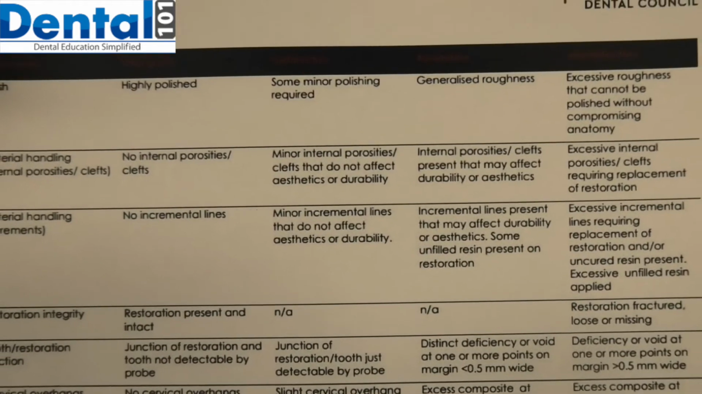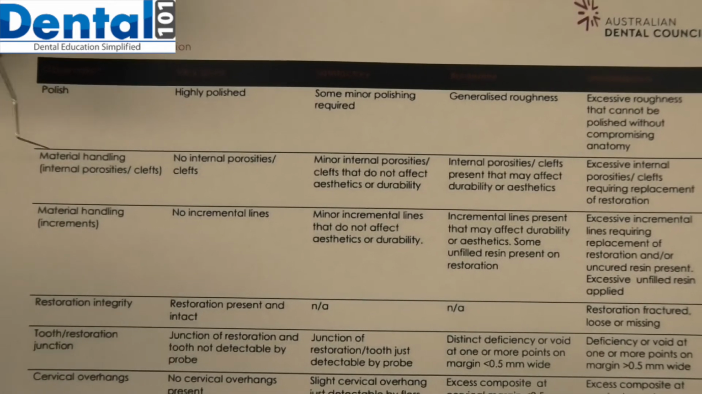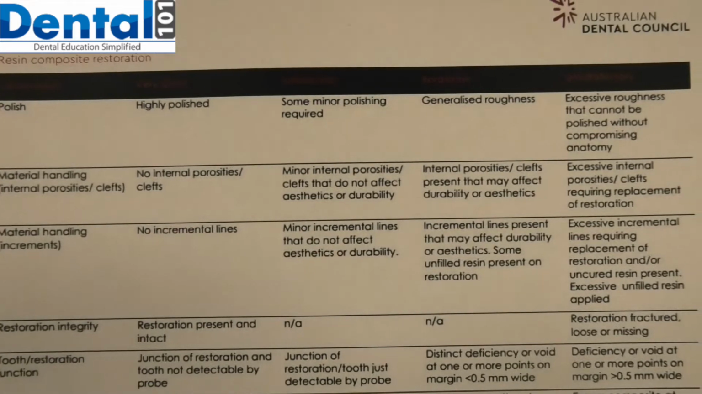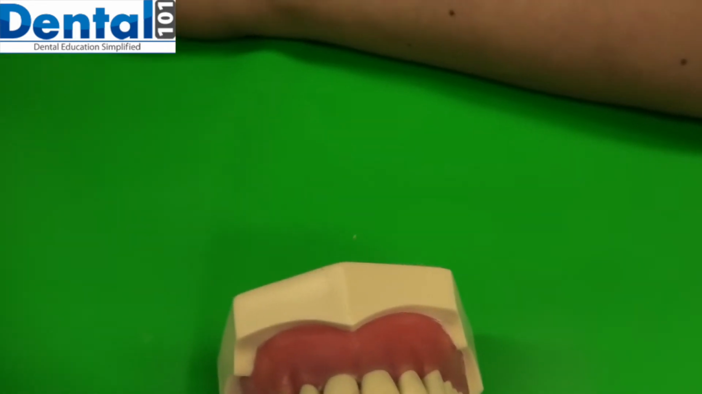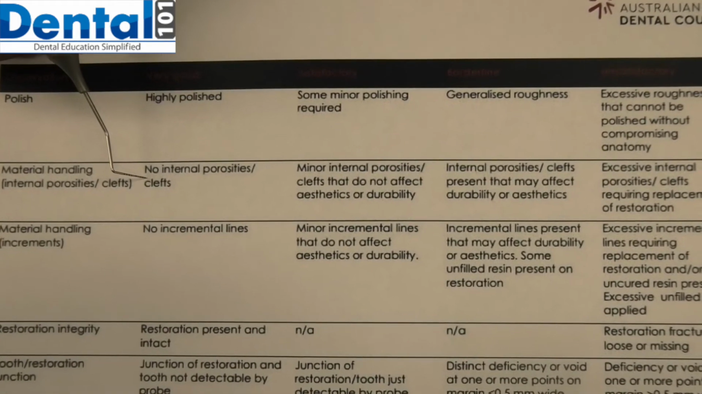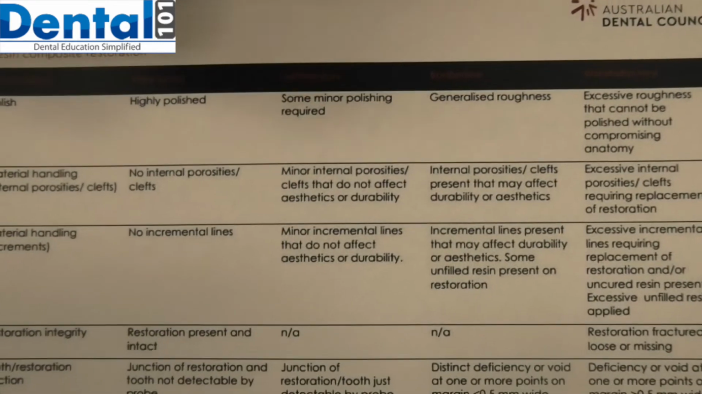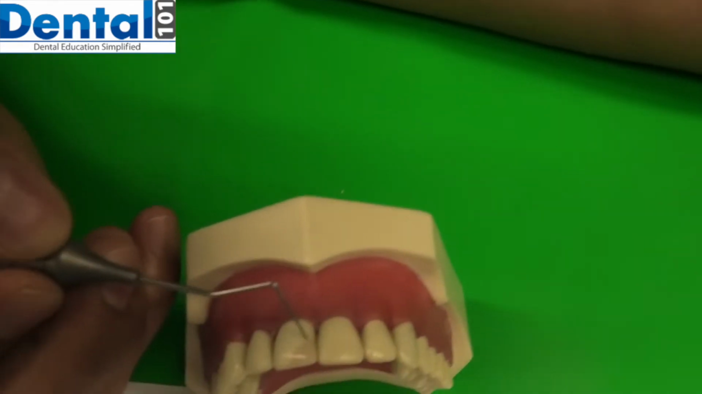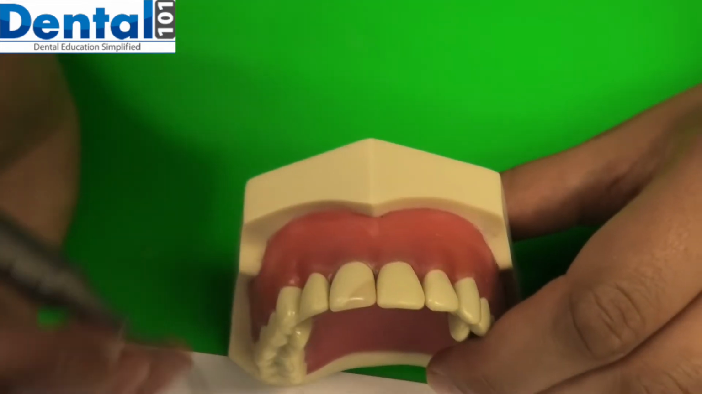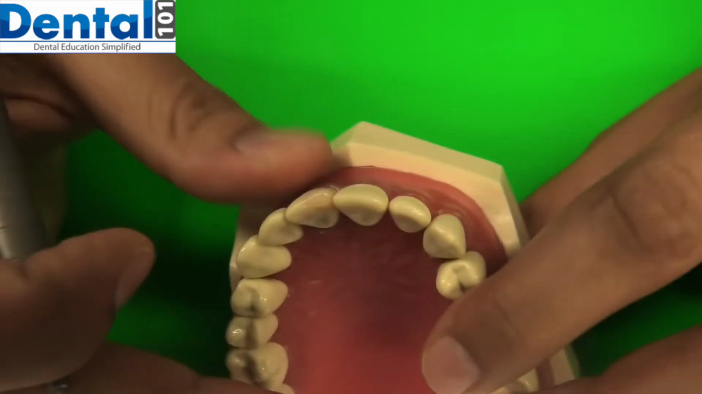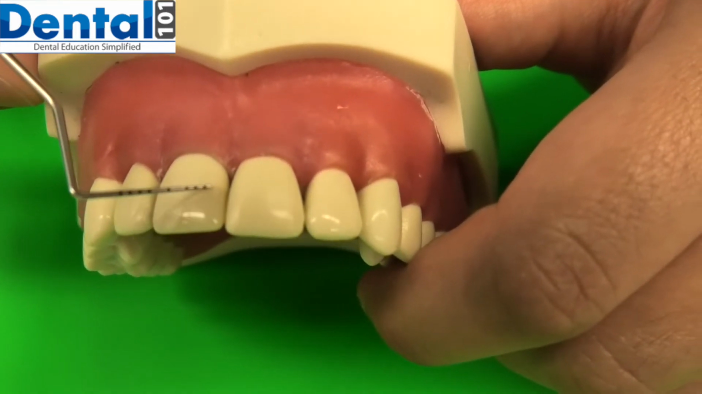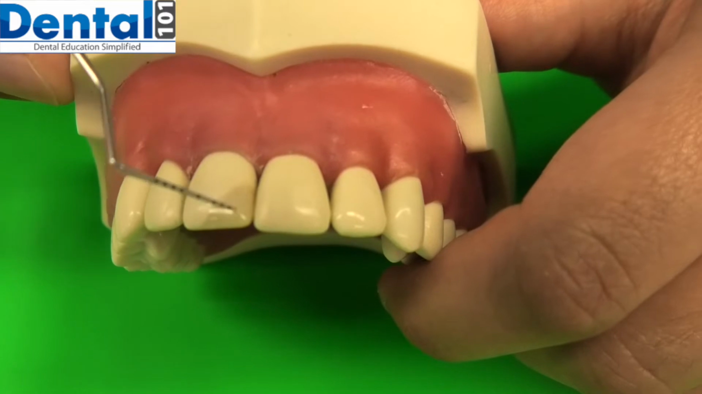Now I move to my second point, which is material handling. In this I will look for any internal porosity or any cleft on my restoration. For very good, there should be no internal porosities or any cleft on your restoration. So now I will look on my restoration if I can see any porosity or cleft. On the buccal surface everything is fine. I can't see any porosity or any cleft.